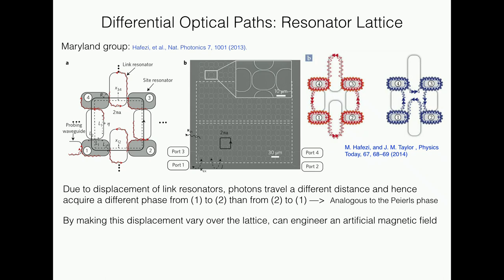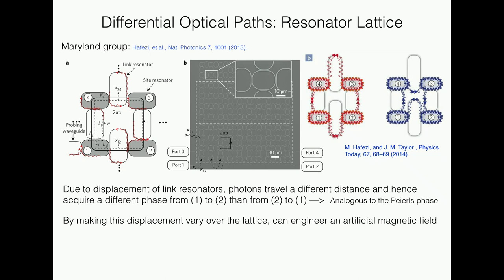And the most important experiment, or one of the most important experiments in 2013, was by Mohammad Hafezi and others in Maryland. What they did was take this silicon ring resonator array. In these site resonators, we have the resonance condition that I talked about, so light that is resonant with the site resonator spends a long time in there.